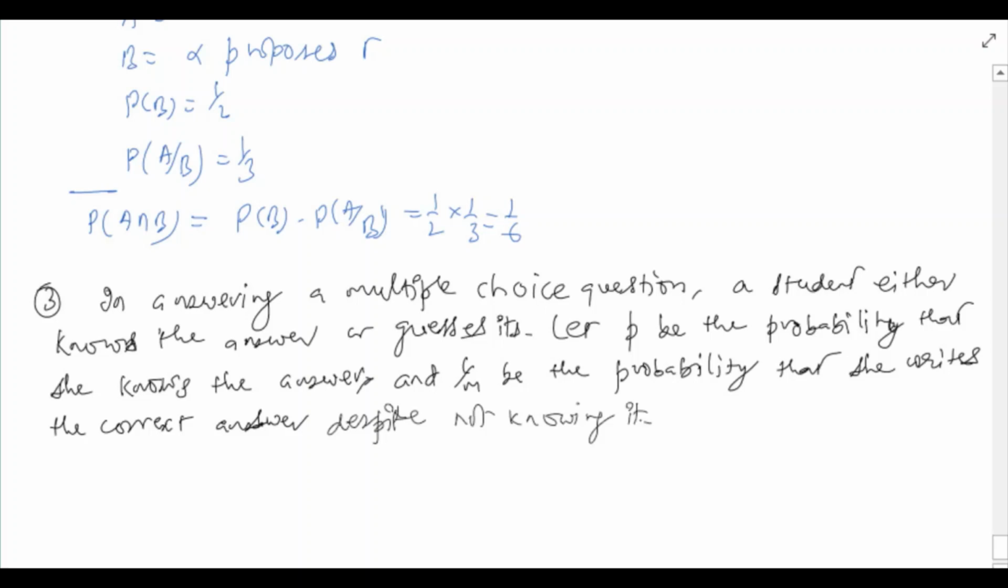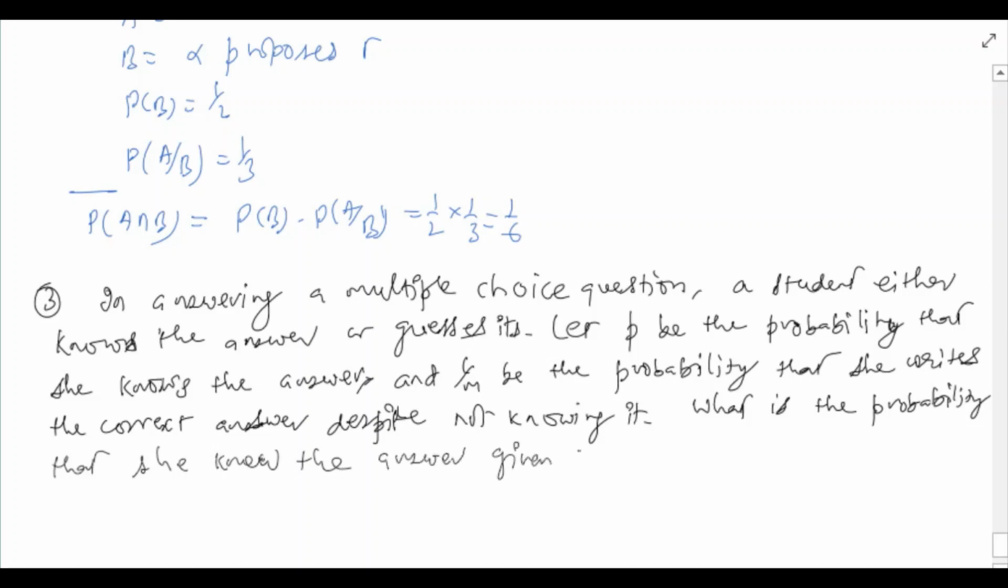We are interested in the probability that the student knew the answer given that the answer is correct. What is the probability that she knew the answer given that she wrote the correct answer?